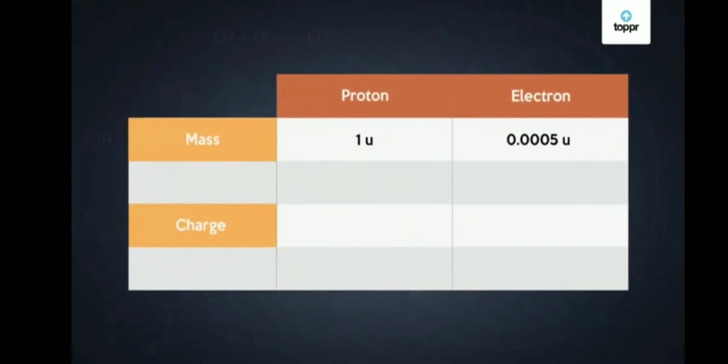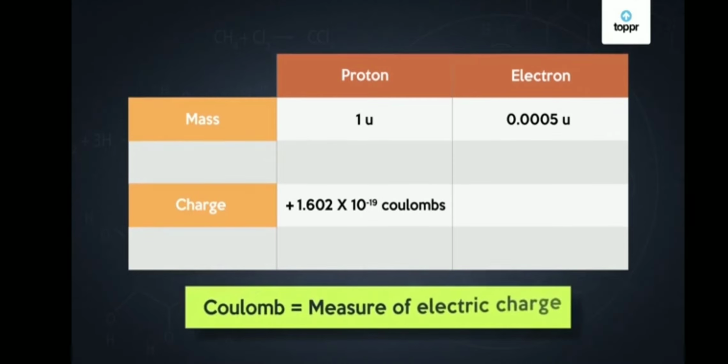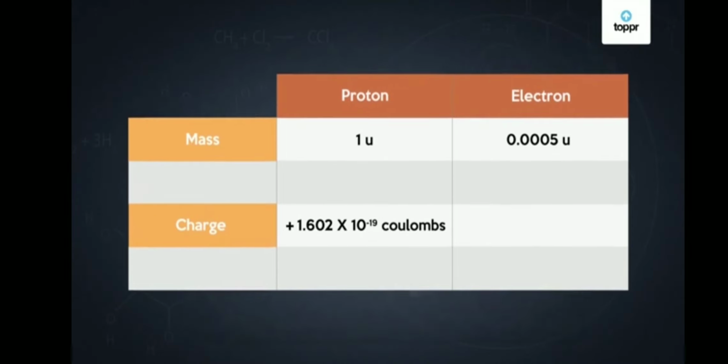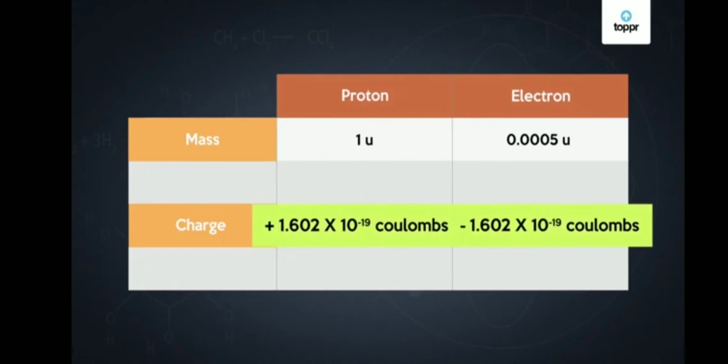Okay, moving on, let's compare the other properties of protons and electrons. A proton has a positive charge of 1.602 into 10 raised to minus 19 coulombs. Coulomb is simply a measure of electric charge. Here's the magnitude of the negative charge of an electron. Now, as you can see, it is equal to that of the proton, but opposite in charge.